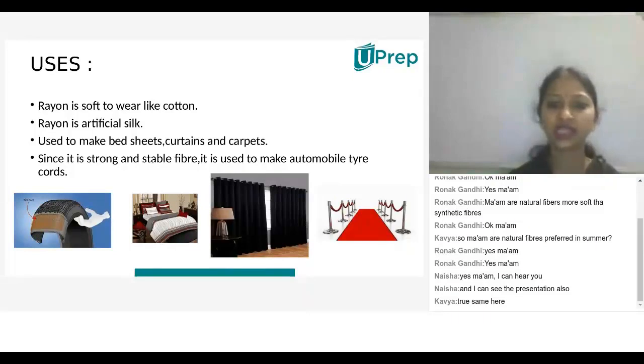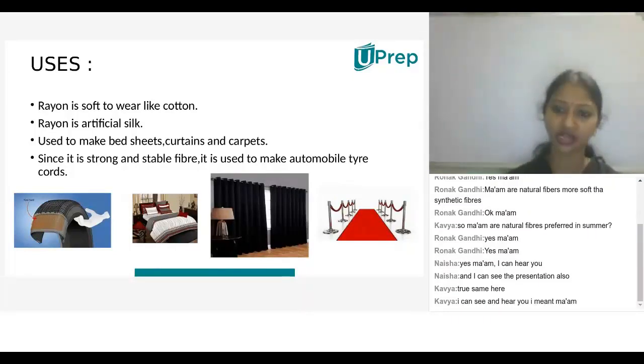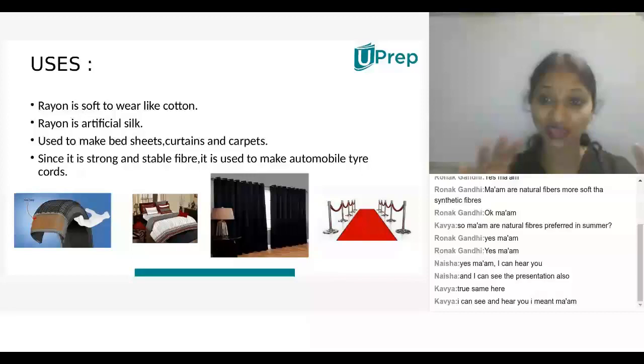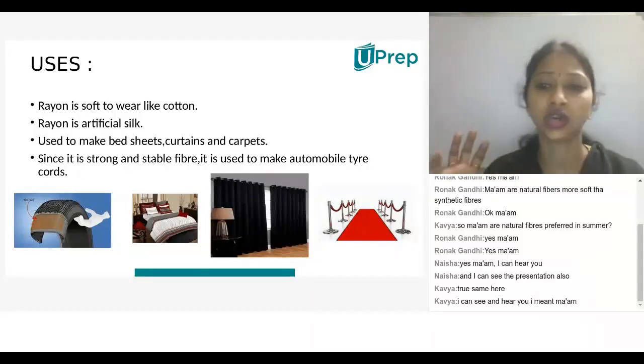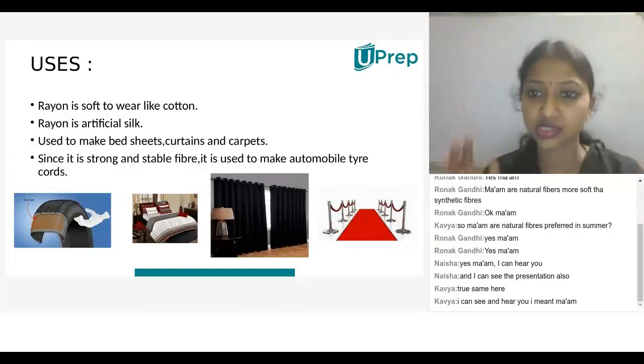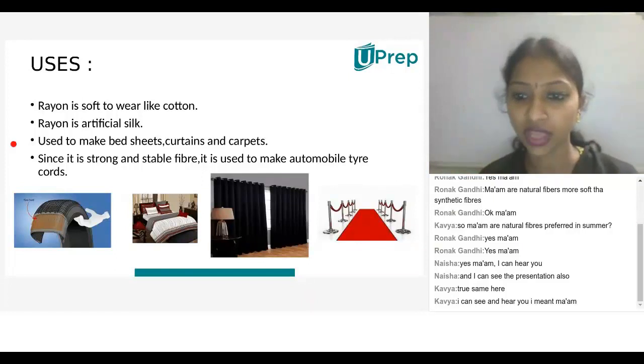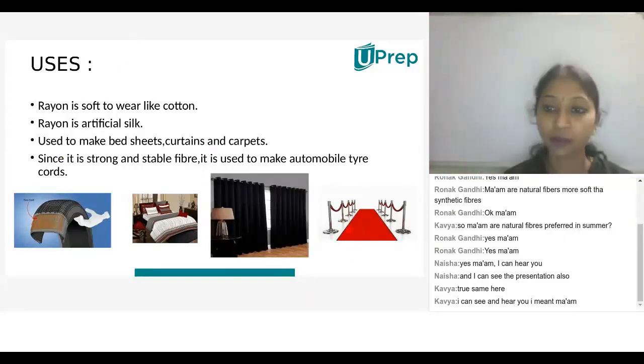So here we can say that rayon is an artificial silk used to make bedsheets, curtains, and carpets, since it is a strong and stable fiber. Yeah, good, Kavya. Since it is a strong and stable fiber, it is used to make automobile tire cords also. When we go with rayon, we can see the texture is very shiny, a very good, luxurious look if we use rayon curtains and carpets.